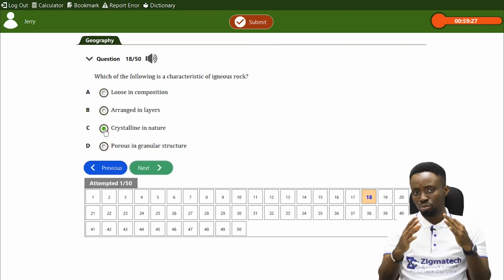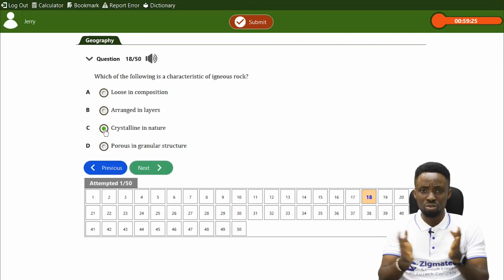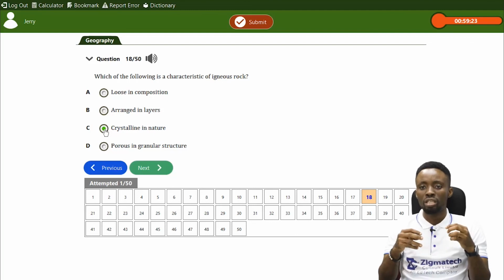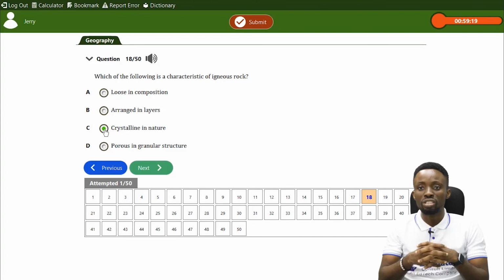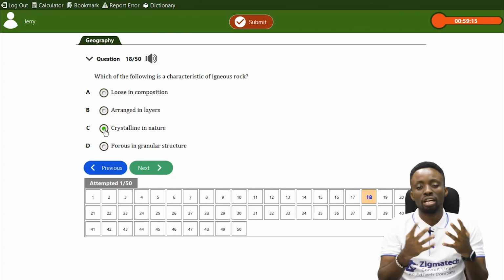So with that, we've come to the end of this topic, and so far in today's lesson we've looked at the nature of rocks, we've looked at the meaning of rocks, and we've seen the types of rocks and their mode of formation and characteristics.